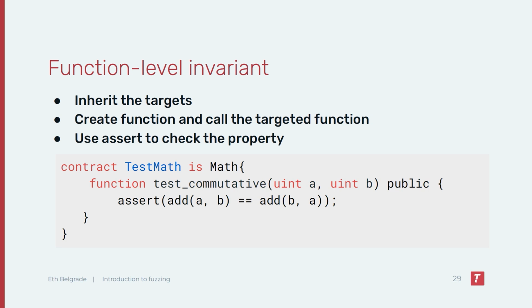Here, a simple strategy is that you inherit from the target, you create a wrapper around the function you want to call, and you check whatever property you want to check. In this example, we check that A plus B is equal to B plus A, and we use an assertion for that.